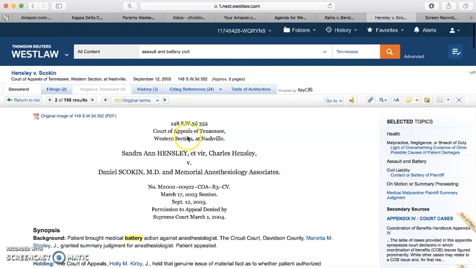And then this case, we know it's published because it's in the 3rd edition of the Southwestern Reporter, and it's a Court of Appeals of Tennessee case.